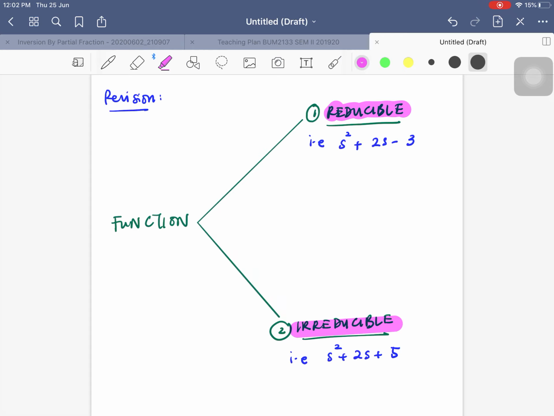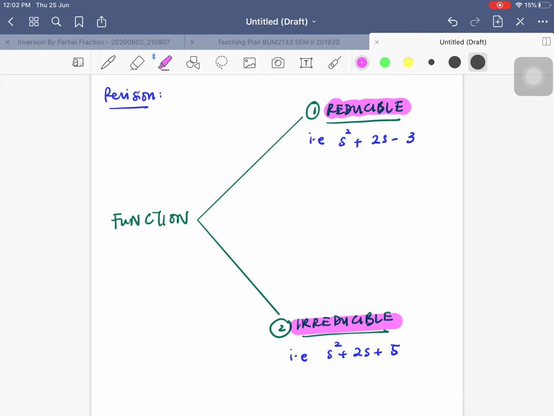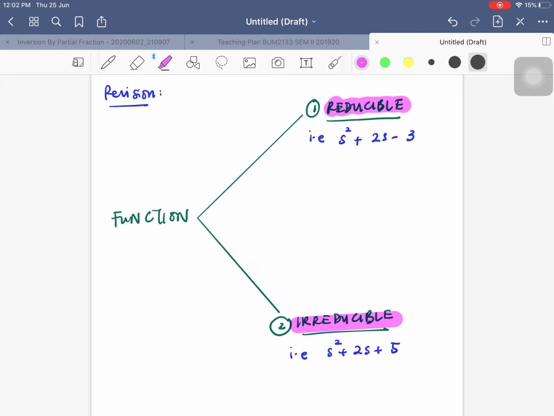Alright, an example of a reducible function is going to be this one. I have a function of s squared plus 2s minus 3. And what does it mean by being reducible? Being reducible means the function can actually be reduced. So what do I mean by reduced? It means that it can actually be factorized. That is going to be the easiest way to imagine that.